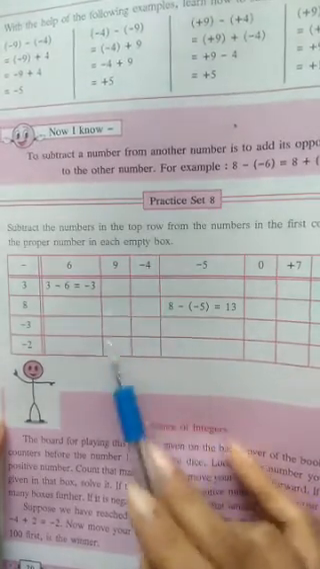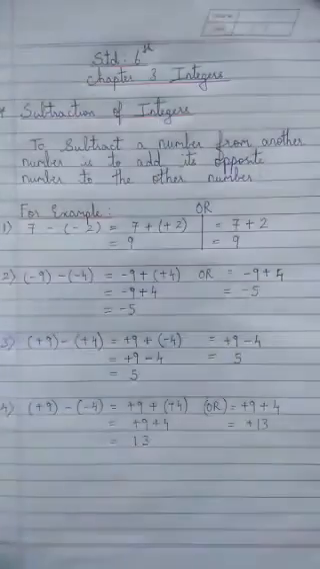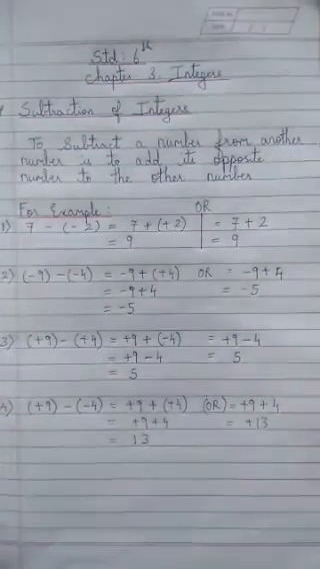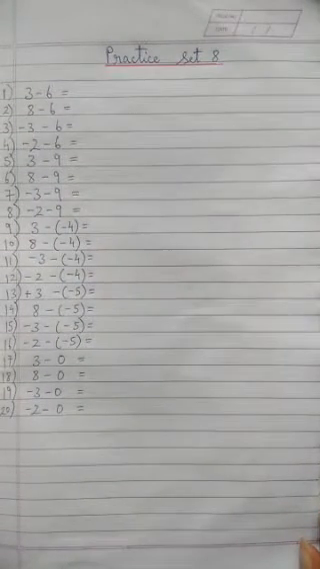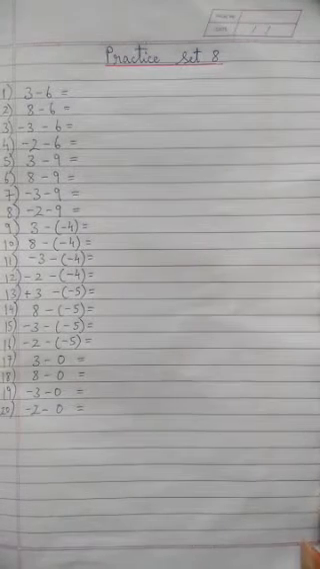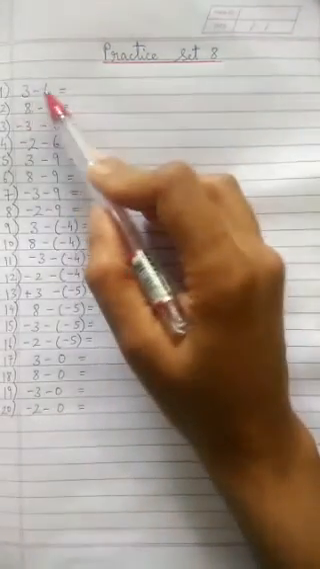So you can either make a table and solve like this, or in your book you can write down the sums in a sequence. So let's see how we can do practice set 8. Now here you see the first sum, 3 minus 6.